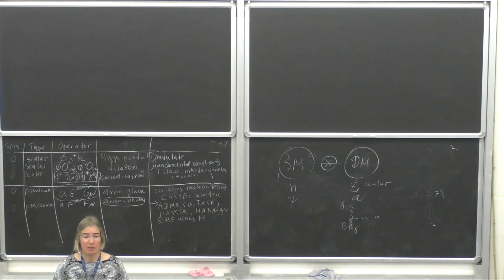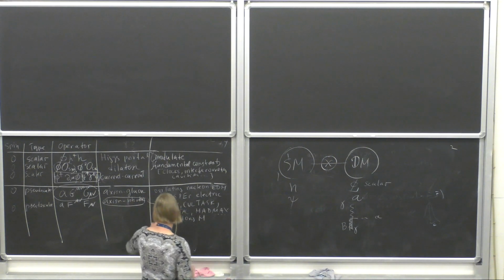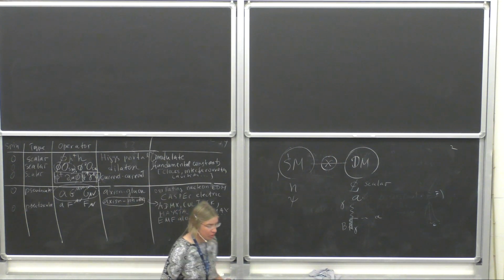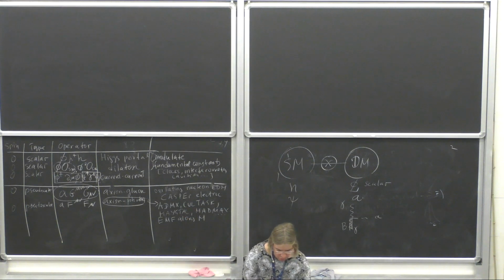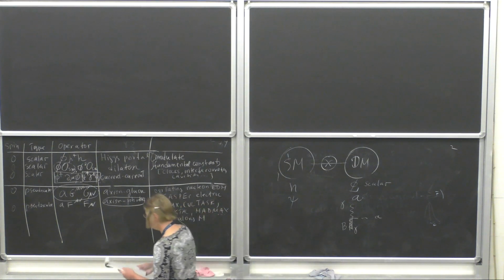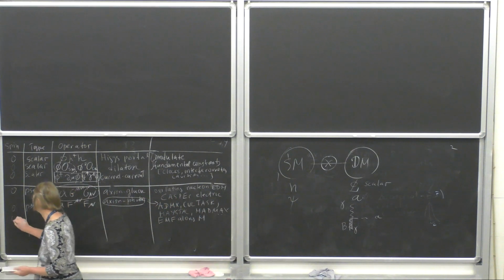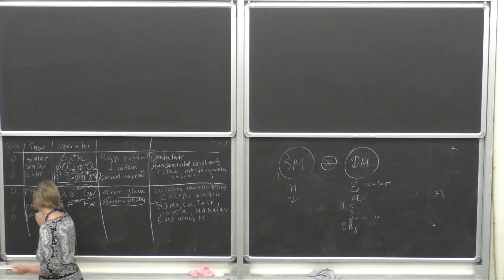For a while, people only essentially used this. Within the last few years, there have been experiments with oscillating neutron EDM, the oscillating electric dipole moment. And there has been also one other coupling. There is also a pseudoscalar coupling to fermions.